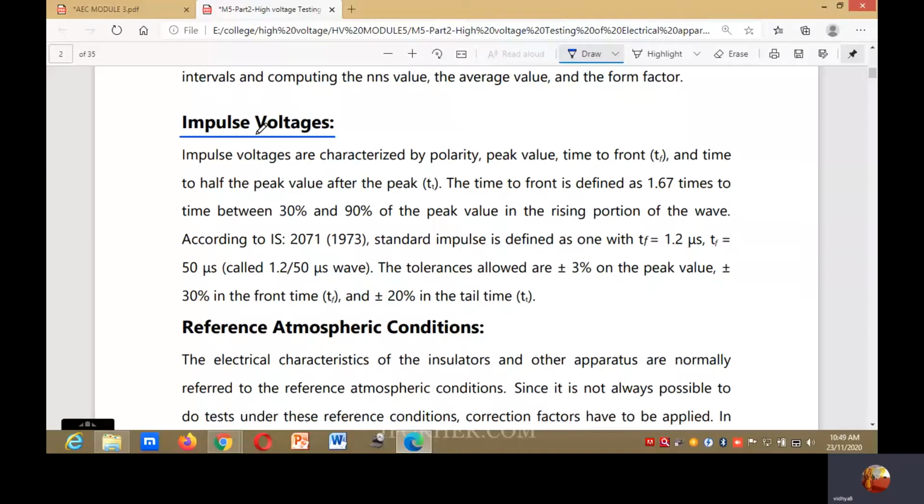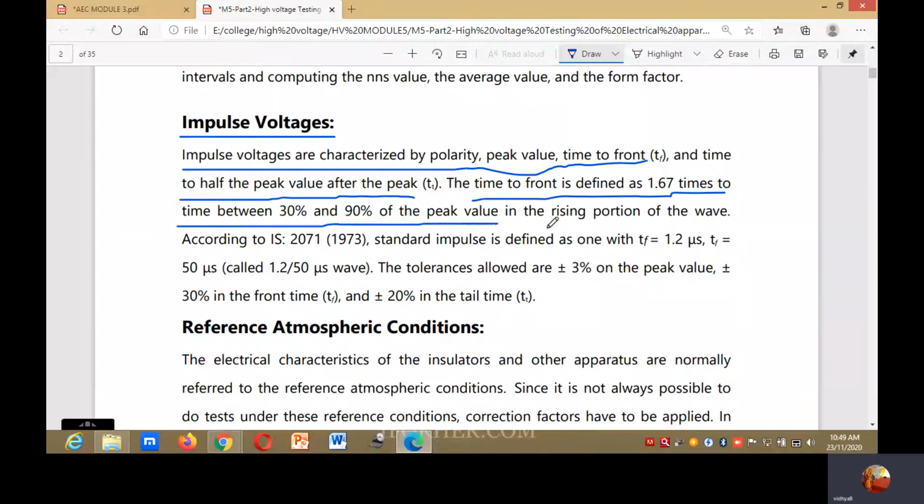Impulse voltages are characterized by polarity, peak value, time to front, and time to off the peak value after the peak time, that is TT. Time to front is defined as 1.667 times the time between 30% and 90% of the peak value in the rising portion of the wave.